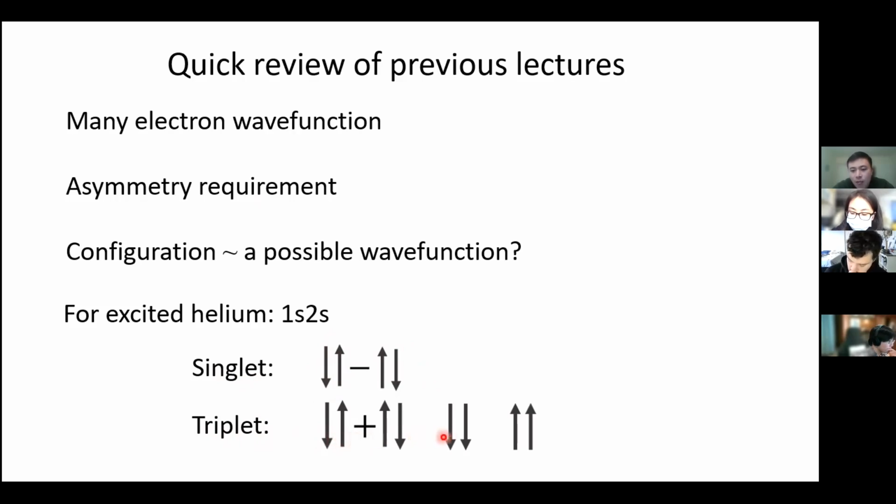So the triplet includes these two states, which are easy to configure since they're parallel spin, and we can appreciate that they have a lower energy. But this one may not be very straightforward. And this is a linear combination of the two possible configurations. And this satisfies the asymmetry requirement for the wave function.